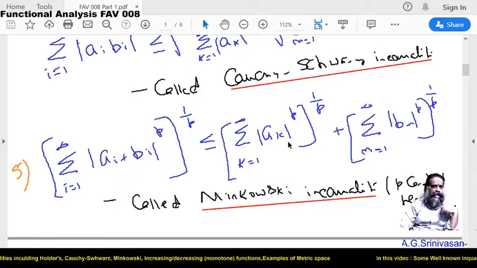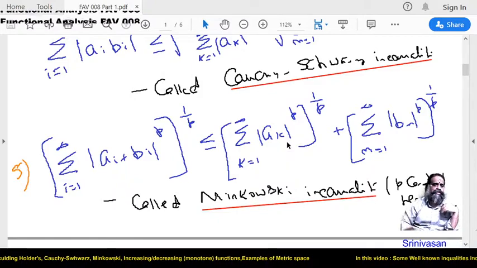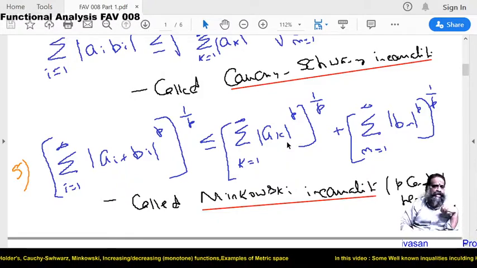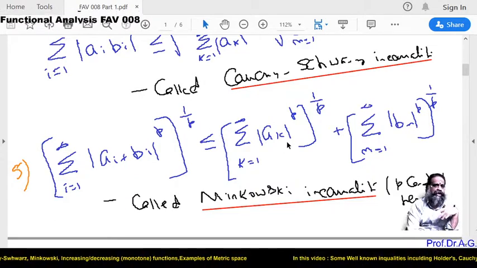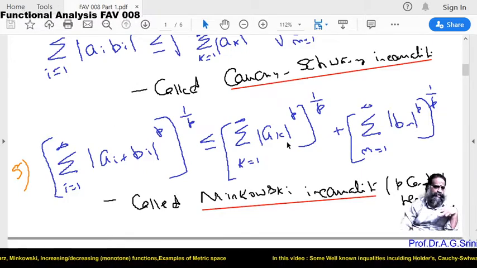We are not going to prove any of these inequalities because these are available in almost every textbook, and you can also find the proofs of all these inequalities in search engines on the internet. So I am not going to prove it.